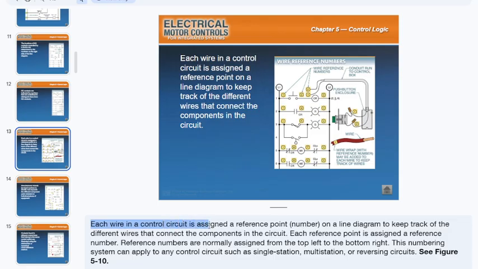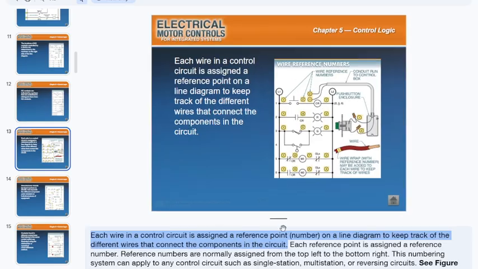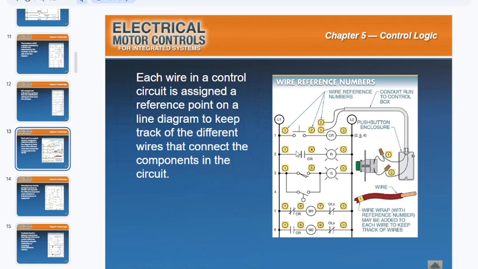Each wire in a control circuit is assigned, that's a kind of important word now, assigned a reference point, not so much assigned a number, but it's assigned a reference point. Yes, the reference point is in the form of a number, but the wire doesn't get a number. In other words, it's not wire 1, 2, 3, 4, 5. It's reference point number 1, reference point number 2. What do I mean by that?